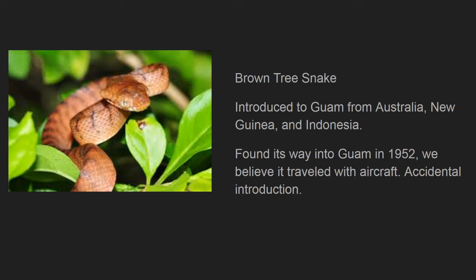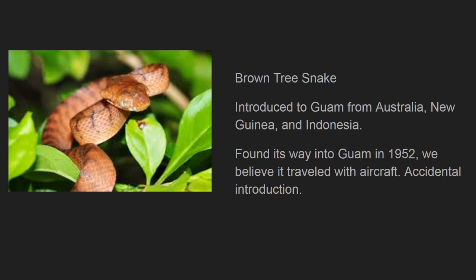But this snake was somehow introduced to the island nation of Guam in 1952. We think that it got into the landing gear of planes that were on runways. And it coiled up, and then all of a sudden the plane took off, so it just held on and survived the trip. And then it was on Guam.